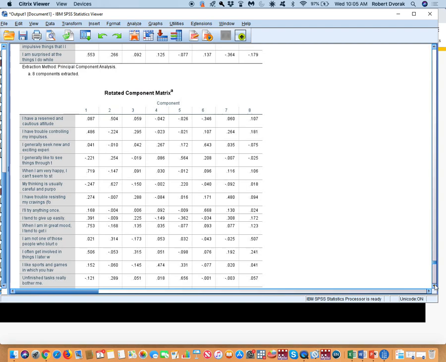Now when we look at a rotated component matrix, it makes a big difference, right? That first item no longer loads on factor 3, it loads on factor 2, and it loads almost not at all on any of these other factors. Negatively on factor 6, so I have a reserved and cautious attitude towards life, and factor 6 winds up being, I generally seek new and exciting things. So we did see that negative before on that factor, right? I'll try anything once. What does this sound like as I'm reading these? I try new and exciting things. I'll try anything once. What type of person is this?